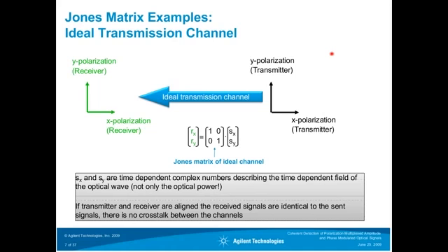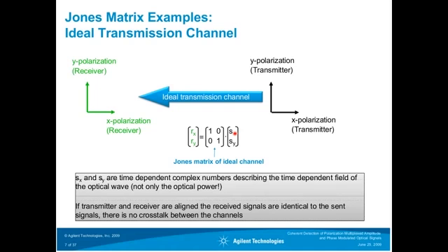In this case, we have an ideal transmission channel. So you start out with an X polarization and Y polarization at the transmitter. Then there's an ideal transmission channel, and you have an X polarization and Y polarization at the receiver. The sent out signals are described by Sx and Sy, and the received signals are Rx and Ry. An ideal transmission channel just propagates the Sx to the Rx for X and the Sy to the Ry for Y. In this case, it's a unitary matrix, and it's very simple math, of course.